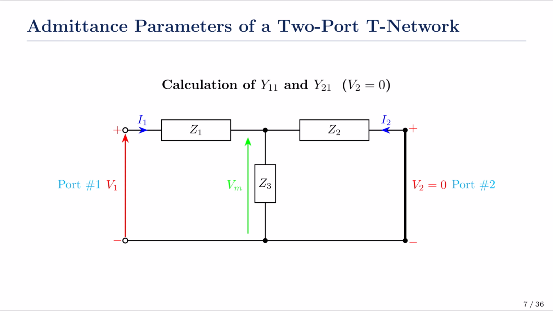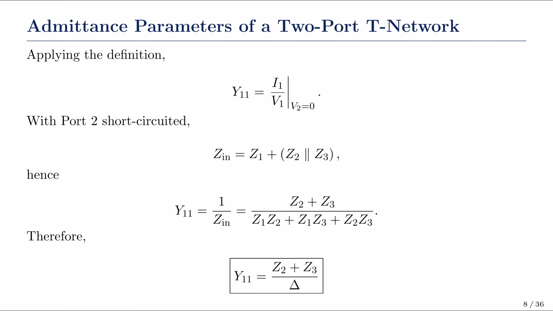Repeating the procedure with port 1 short-circuited provides the remaining elements, leading to the complete admittance matrix. In the next slide, we present the complete Y matrix and discuss its properties. We begin by determining the input admittance Y11 with port 2 short-circuited so that V2 equals 0.